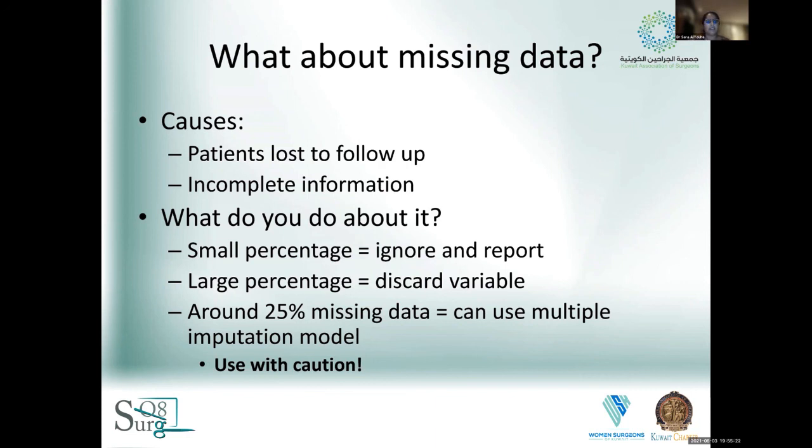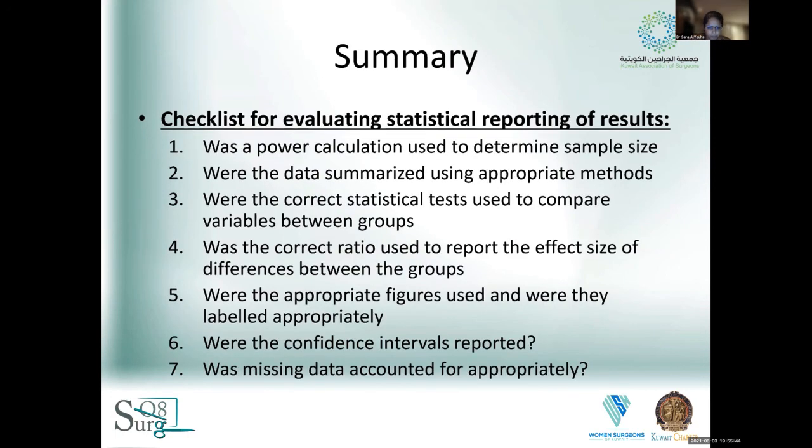If a large percentage of patients are missing, we just ignore the variable altogether usually. If you have around 25% missing data, technically you can use a multiple imputation model, which you should do with caution. So if you see this in a paper, this can be a critique if you do that, because it sometimes leads to inaccuracies, but it's a tool at our disposal.